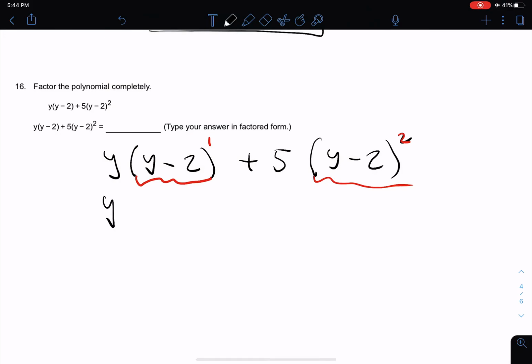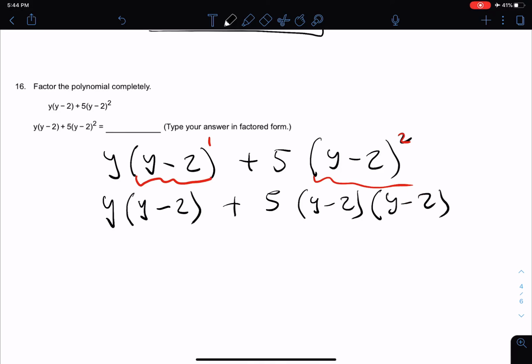This one says y times the quantity y minus 2, and there's only one of them. And this says y minus 5 times the quantity y minus 2, but there are two of them. Okay, so how about if I write it like that? Now you can see that there's a common one there, and there's a common one there. There's only one common one over here.